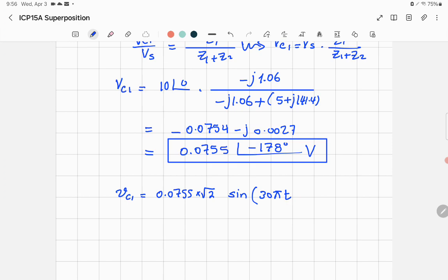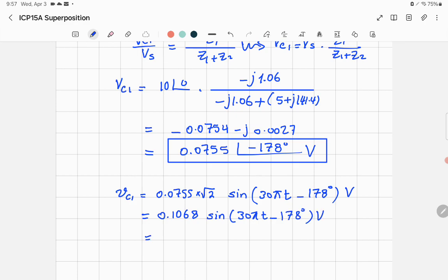And what's the shift of angle? It's negative 178 degree voltage. If you do that, let me just do the symbol operation on the calculator. It's still a small value, but that's what we got according to the values in this example. Square root of 2 times 0.0755. I got 0.1068 voltage sine 30 pi t minus 178 degree voltage.